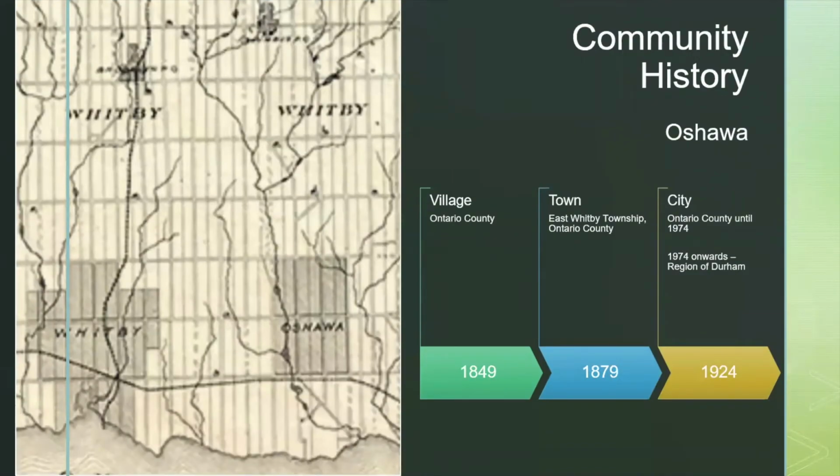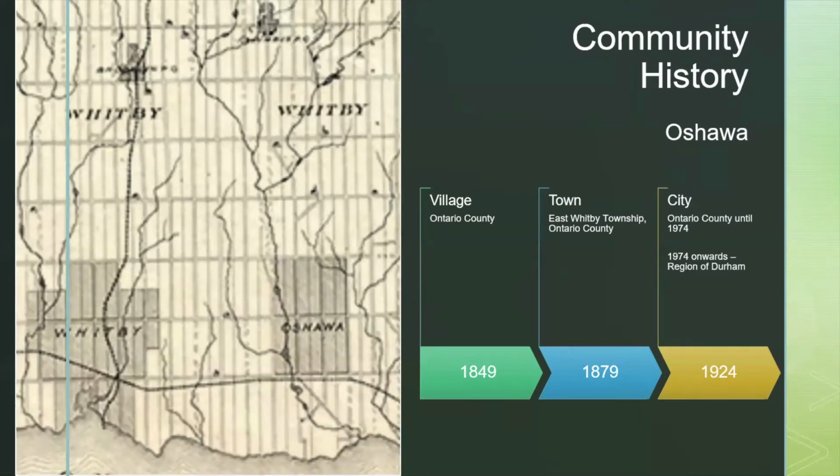Now, it's important, and I mentioned this earlier, to know the community history of the property that you're talking about. In the case of Oshawa, we began as a village in the 1840s, and then later became a town in 1879, and we didn't become a city until 1924. And also, as I mentioned before, knowing which jurisdiction or municipality or county that your town, village, or city falls under will help you find those records, because that's who would likely hold those records.